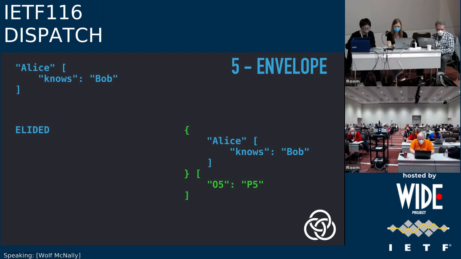And here's the envelope as a whole, where we've wrapped the envelope. That's what the wrapped case is for. And then we've added another assertion. This could be a signature or any other kind of metadata you'd like to place on the whole envelope, or we can elide the envelope entirely, leaving only a SHA-256 digest.